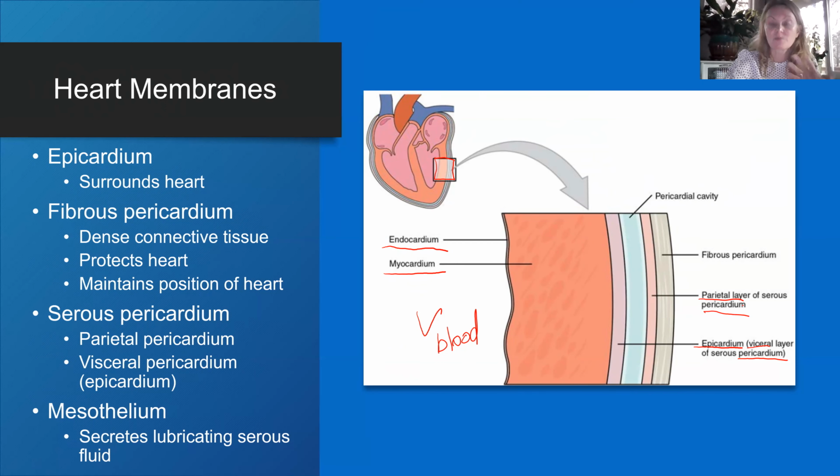The pericardium is a serous membrane. A serous membrane always has 2 layers, a visceral layer and a parietal layer, and between them is a cavity. That's the pericardial cavity, in between the visceral and parietal pericardium, and there is serous fluid inside. Then we have another layer called the fibrous pericardium. Mesothelium is the membrane of the epicardium and parietal pericardium that secretes that serous fluid.